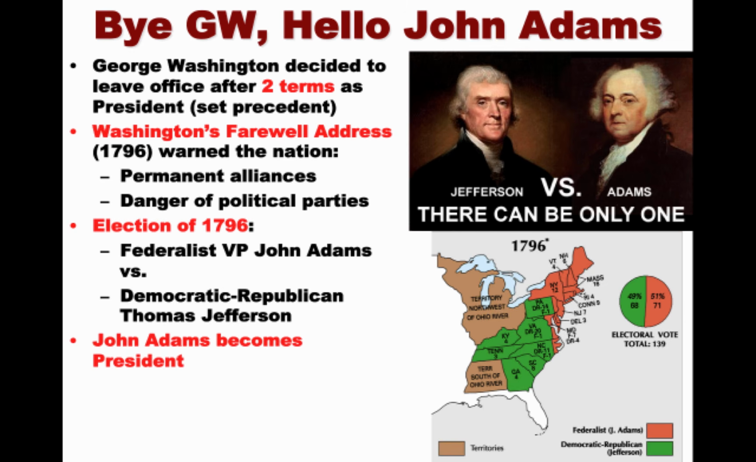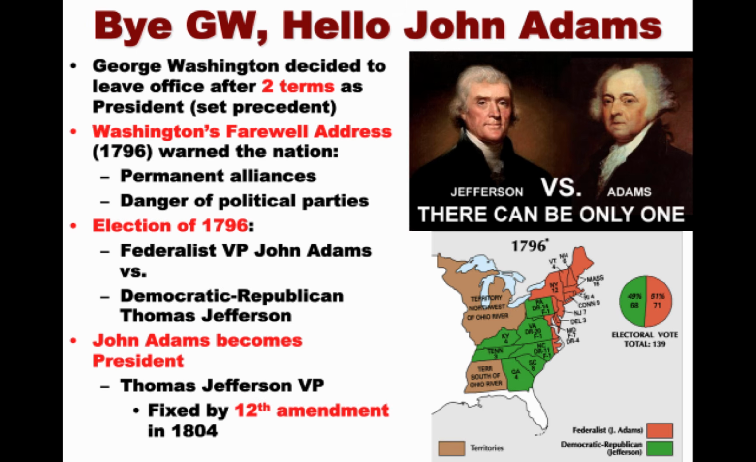The election takes place, and John Adams narrowly defeats Thomas Jefferson and becomes the President of the United States. You can see on that map where the Federalist support was and where the Jeffersonian Republican support largely was as well. Even though by this point they have very different political ideas, because no one anticipated political parties, Thomas Jefferson, since he finishes second, becomes the vice president. This issue will be fixed later on by the 12th Amendment in 1804.